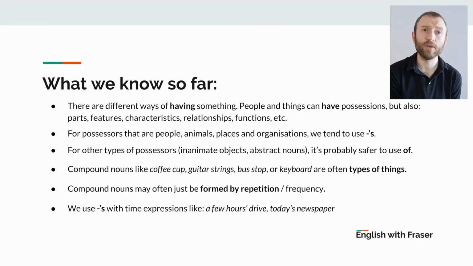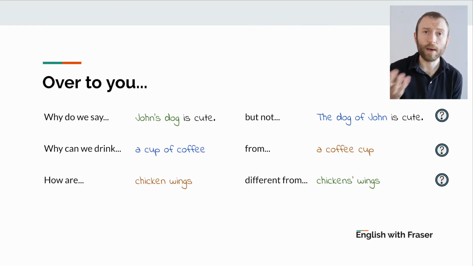What I'd like to do now is to hand over to you. We'll go back to these questions that we started with, and hopefully, maybe you need to watch part of the video again or to read part of the explanation again, but hopefully now you can explain the difference between these. You can answer these questions. Why do we say John's dog is cute and not the dog of John? Why do we drink a cup of coffee from a coffee cup? And how are chicken wings different from chicken's wings?